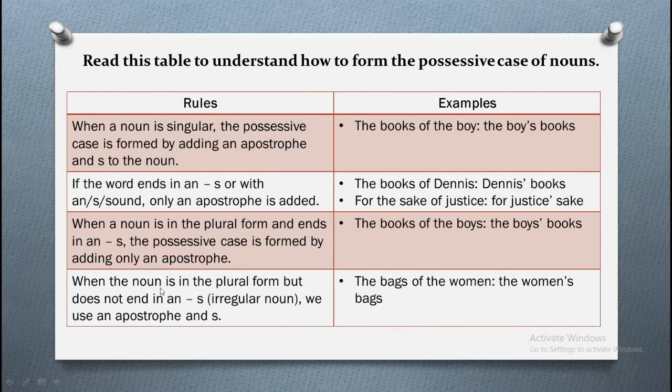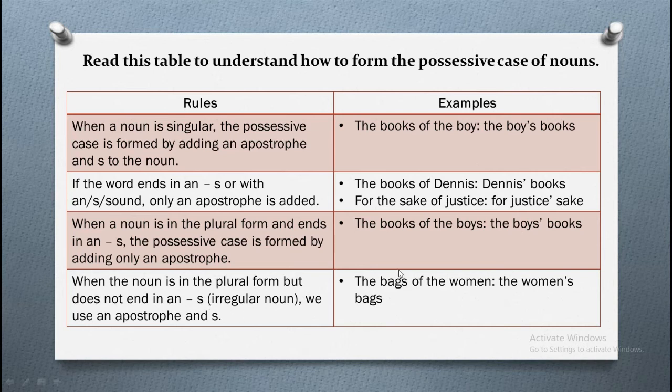Next one. When the noun is in plural form but does not end in an S. There are many words which are converted to the plural form without using S. For example, child does not become childs, it becomes children. Or the word woman does not change to womans, it changes to women. So, the words like these, where the plural form is not ending with S, there we use the same format which we did, that is apostrophe S.